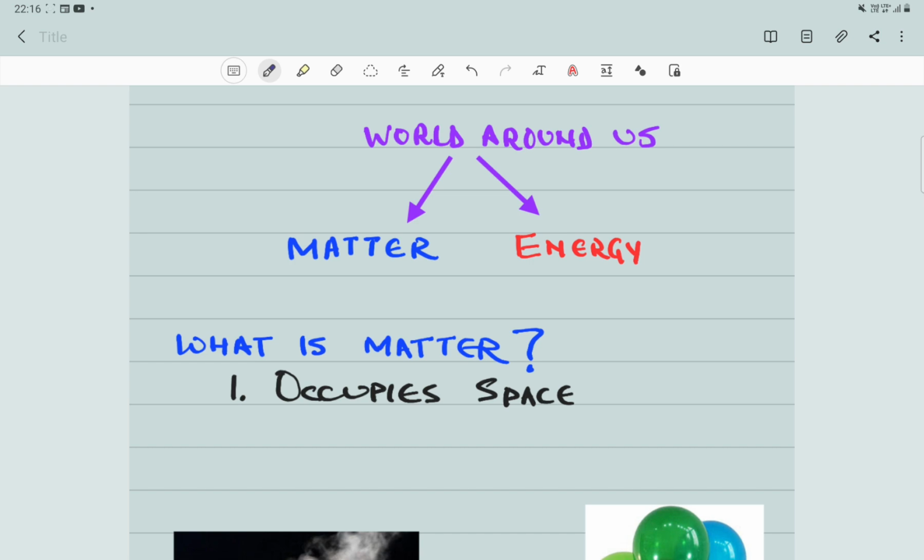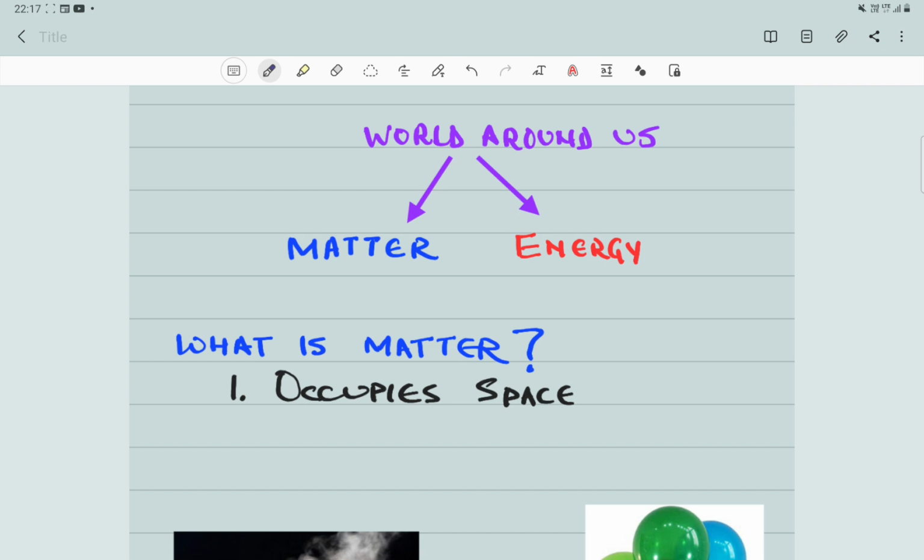Now, matter has two properties. Matter, simply put, is any substance that you see around you. But all the substances that are around you should have two properties or two characteristics. Number one, all matter occupies some space.